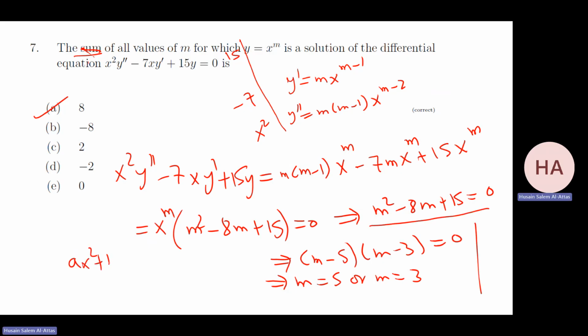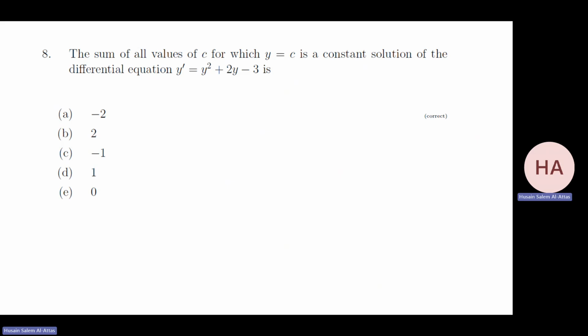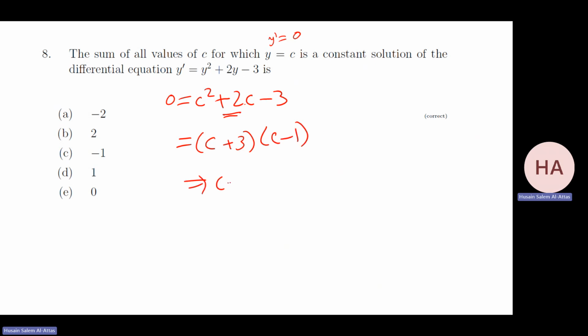If I have ax squared plus bx plus c equal to 0, what will be the sum? Minus b over a. We know this from before. Okay. The sum of values of c for which is the constant solution, plus y prime equals 0 here. So 0 equals c squared plus 2c minus 3. So the answer is minus b over a, which is minus 2, but also we can find it. So c plus 3 times c minus 1. So c equals minus 3 or c equals 1. So the sum equals minus 2.